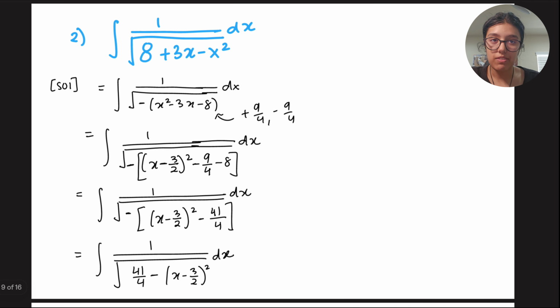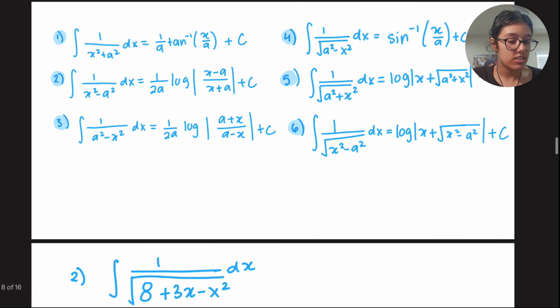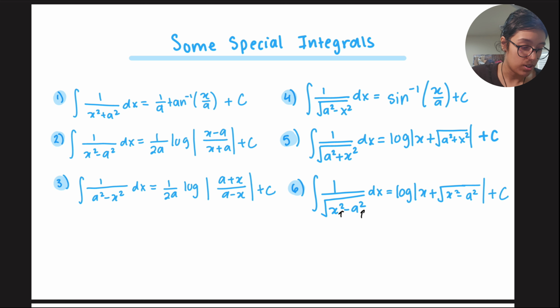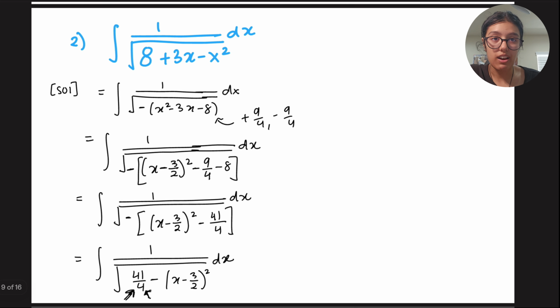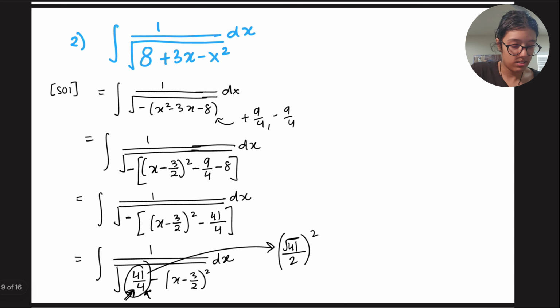And just a personal preference, I think it is much easier if we make this term a square. And that is because we already have a square on x minus 3 over 2. And that's a good thing because that is what our special integrals formula states, because we have a square on both the terms. But over here, we do not have something squared, right? In order to make 41 over 4 something squared, we know that is just going to be square root 41 over 2 squared. So I'm going to rewrite this as this right over there.